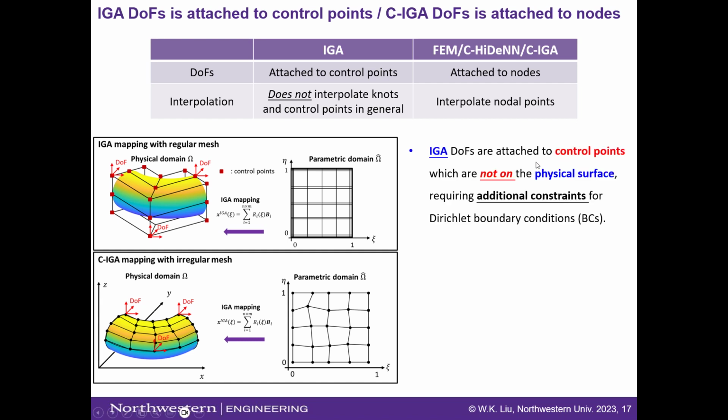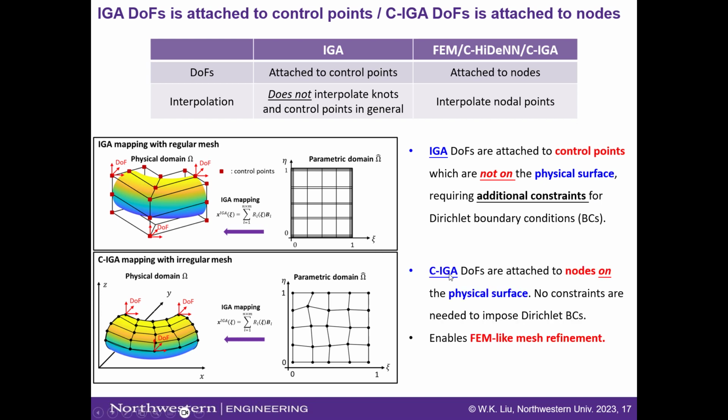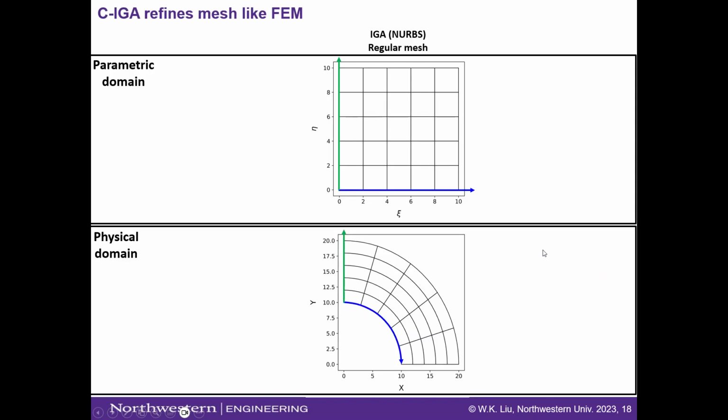Due to this feature, that IGA degrees of freedom are attached to the control points and they're not on the physical surface, they require additional constraints for the Dirichlet boundary conditions, the displacement boundary conditions, for example, or even the force boundary conditions. But since convolution IGA degrees of freedom are exactly on the physical surface, no additional constraints are required to impose the displacement boundary conditions. So it's just like a FEM mesh refinement. We can do that with C-IGA.